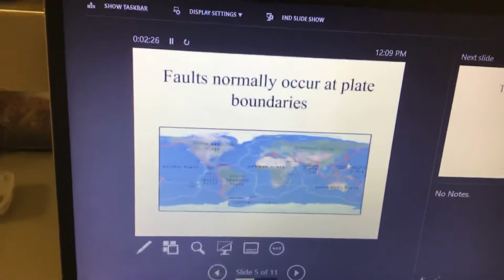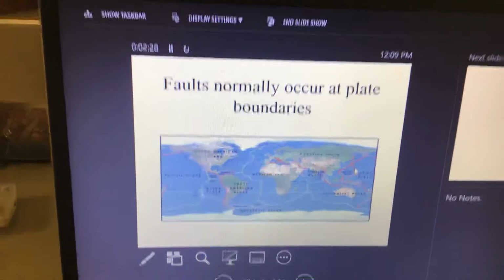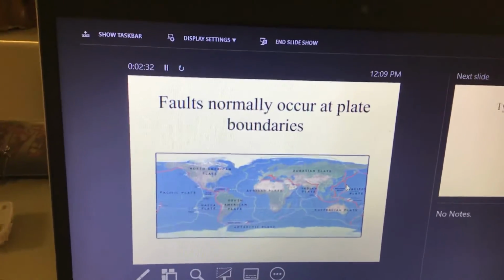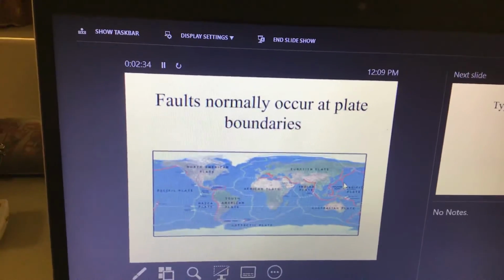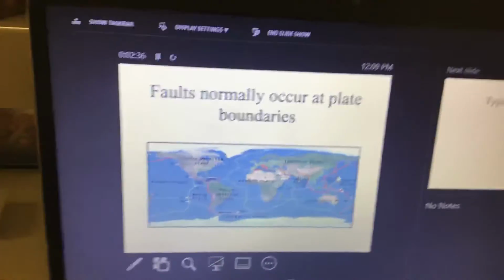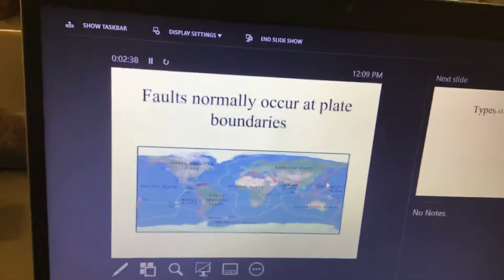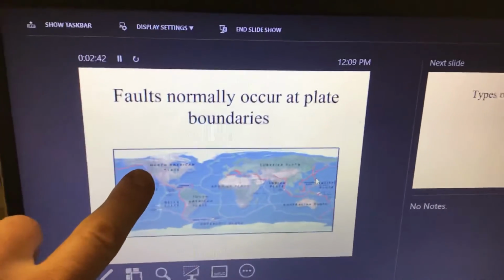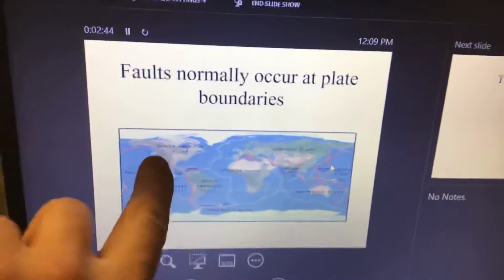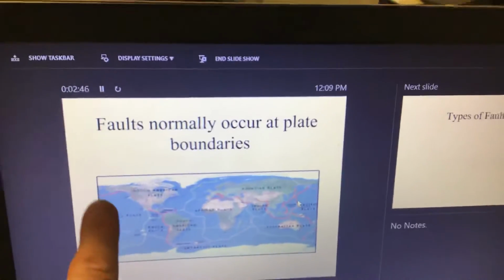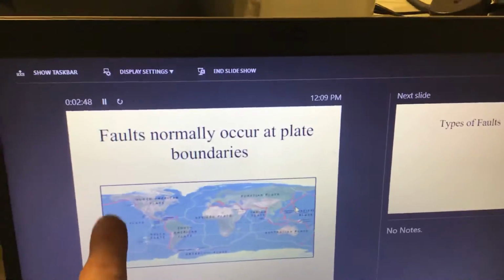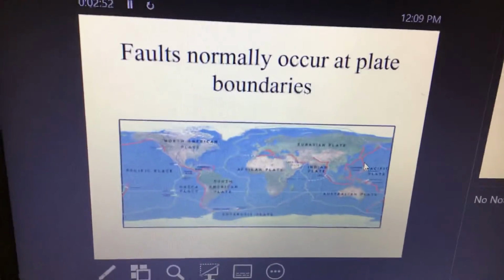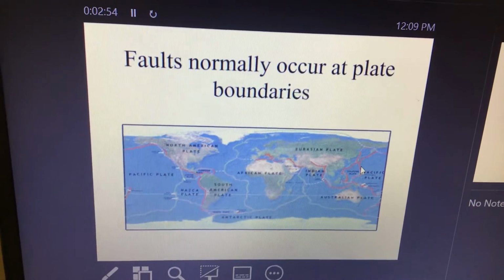I would write this down. Faults normally occur at plate boundaries. So anytime you hear about a fault, it's where two tectonic plates are meeting. Maybe one of the common ones you've heard is the San Andreas Fault right along California. That's where the Pacific Plate right here and the North American Plate meet. So a fault is where two or more plates meet.